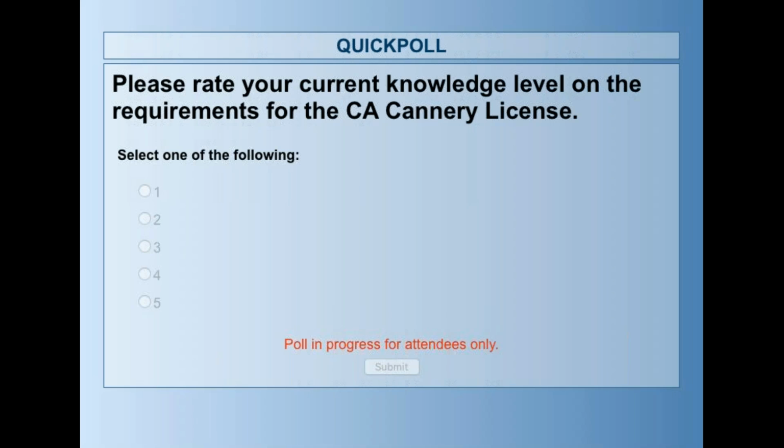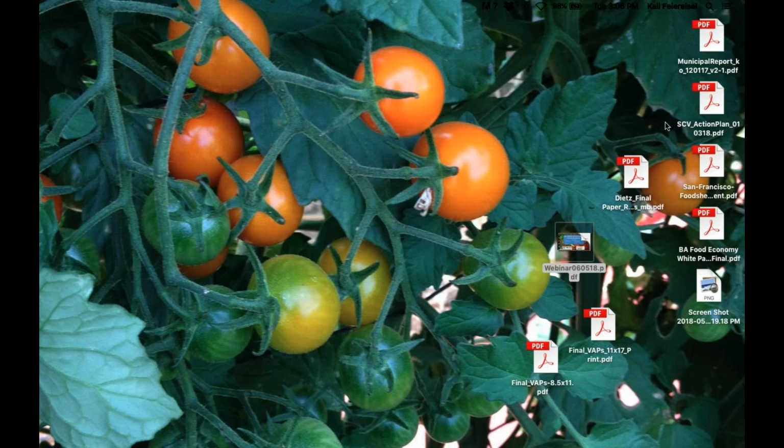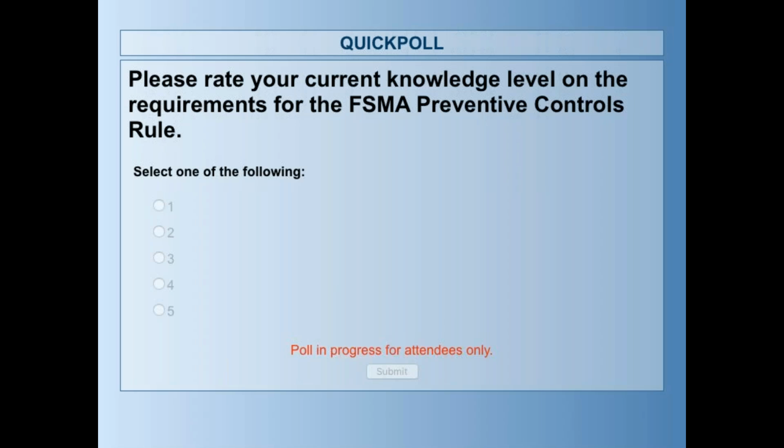Great, thank you very much. And then this last one here at the start is, please rate your current knowledge level on the requirements for the Food Safety Modernization Act Preventative Controls Rule.